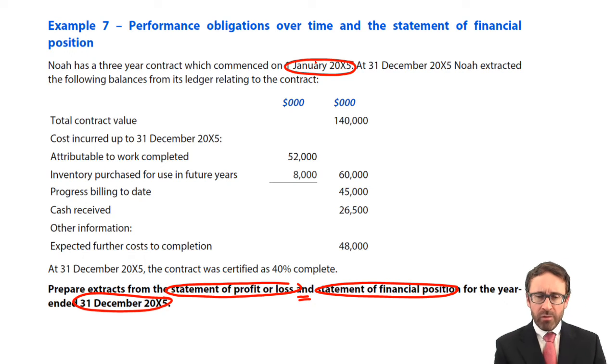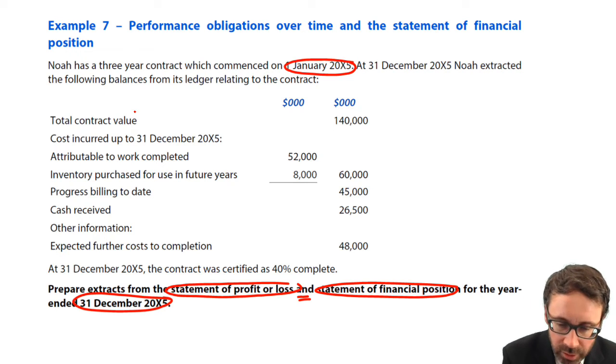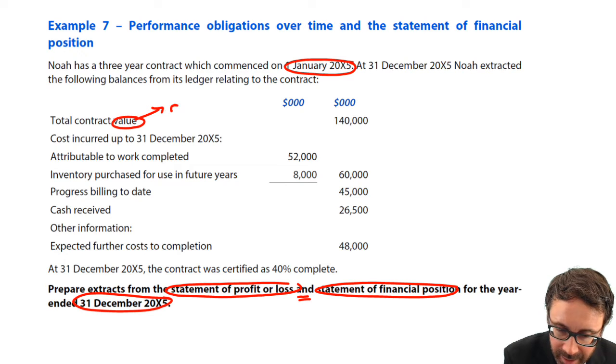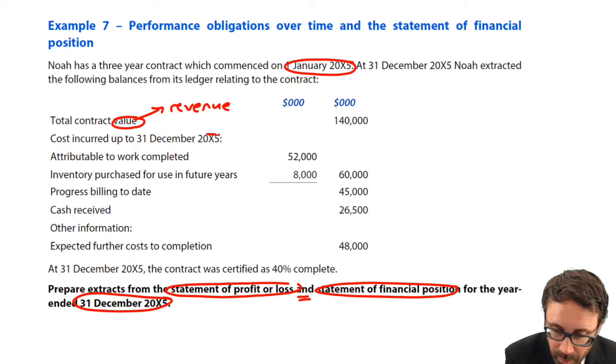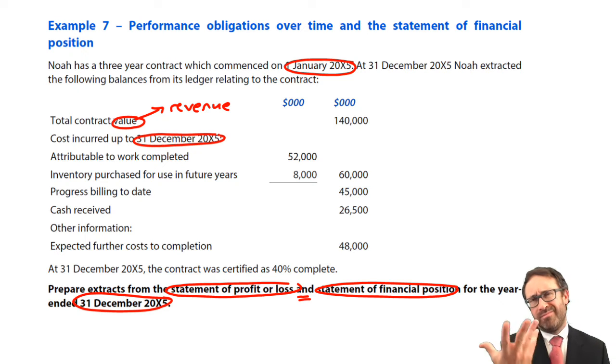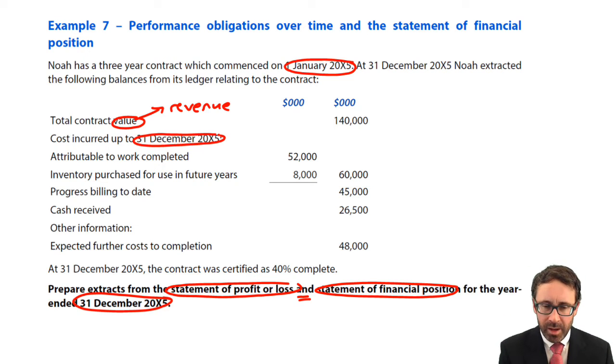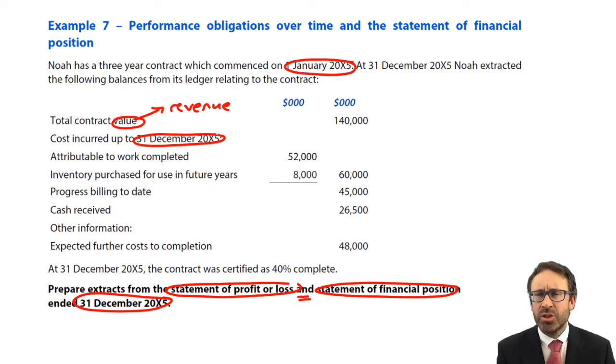What are we told? We've got the following balances from its ledger relating to the contract. So again, you've got your total contract value. So again, that is the total contract revenue, isn't it? We've then got the costs up to our reporting date. So there's a bit of a curveball in here. Attributable to the work completed, which is 52. We've then got this inventory purchase for use in future years. So they're all costs that have been incurred this year. Some relate to this year, some relate to future periods. So we might have to just play around with that a little bit later on.